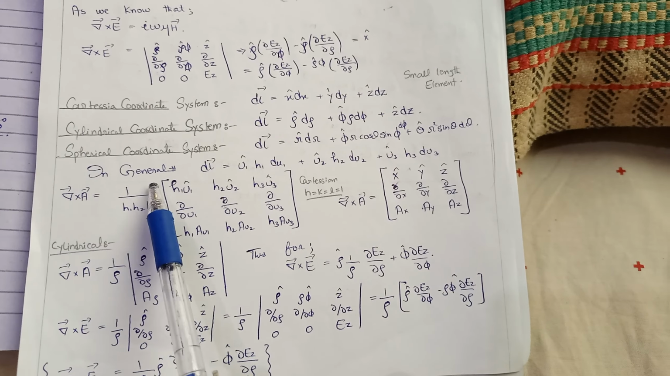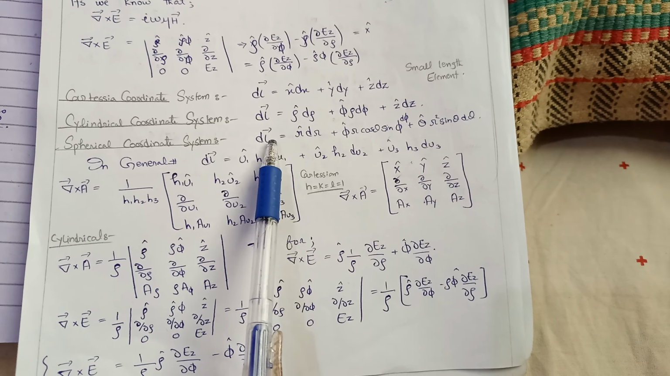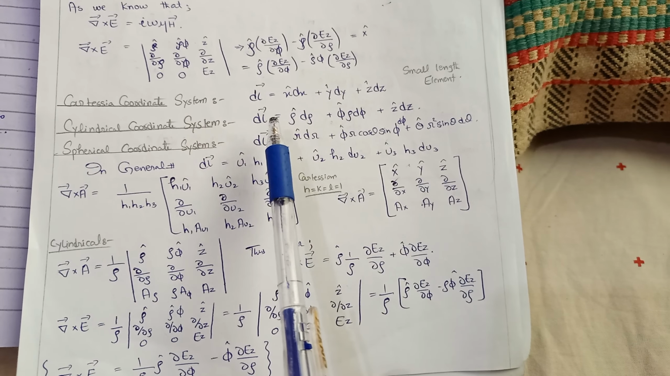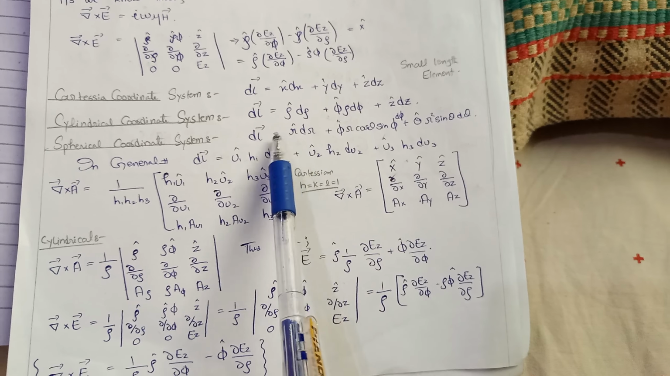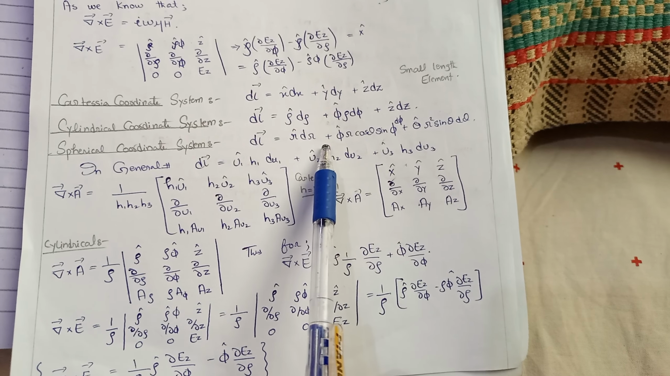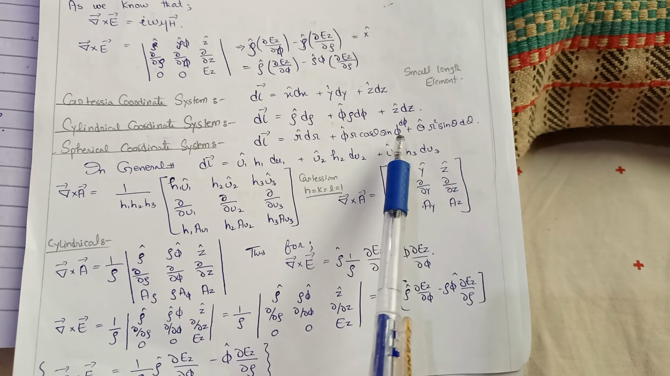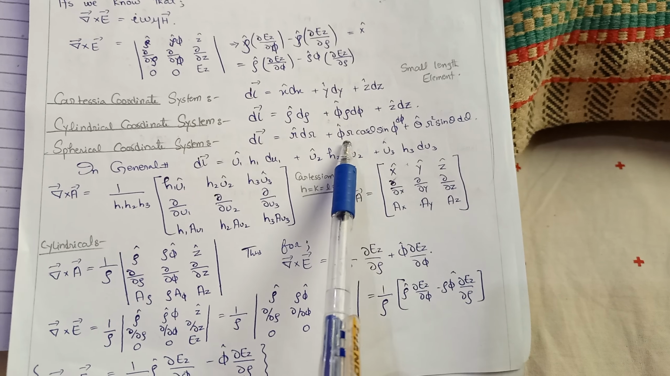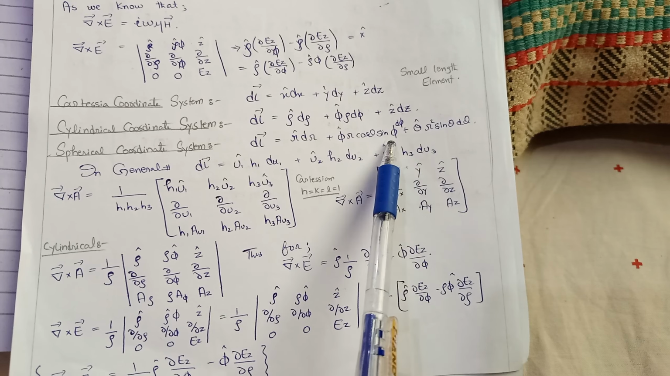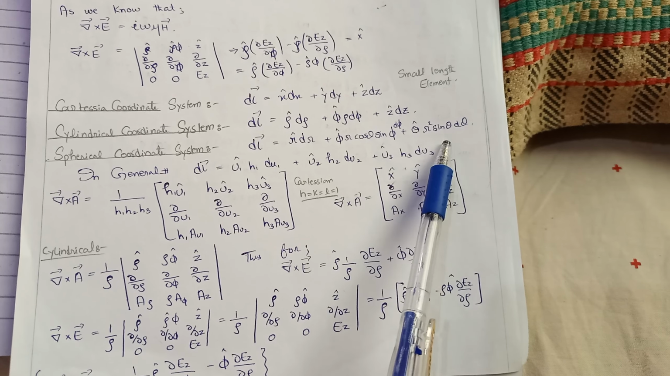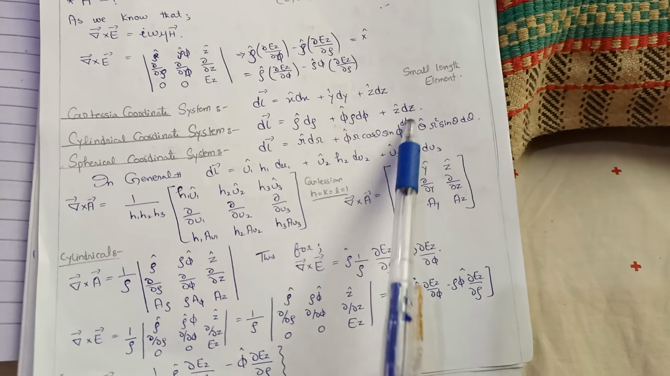And in the spherical coordinate system, you can write your small length element as dr, r d theta, and r sine theta d phi. Okay, similarly here you can see for phi, it is r sine of theta d phi, and for theta it is basically r d theta. So these are the length elements.